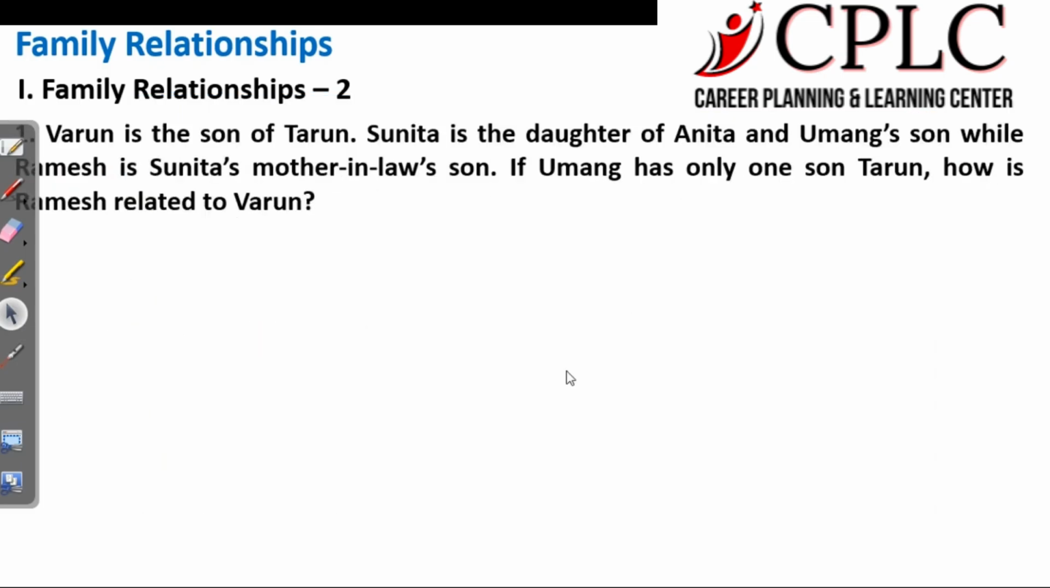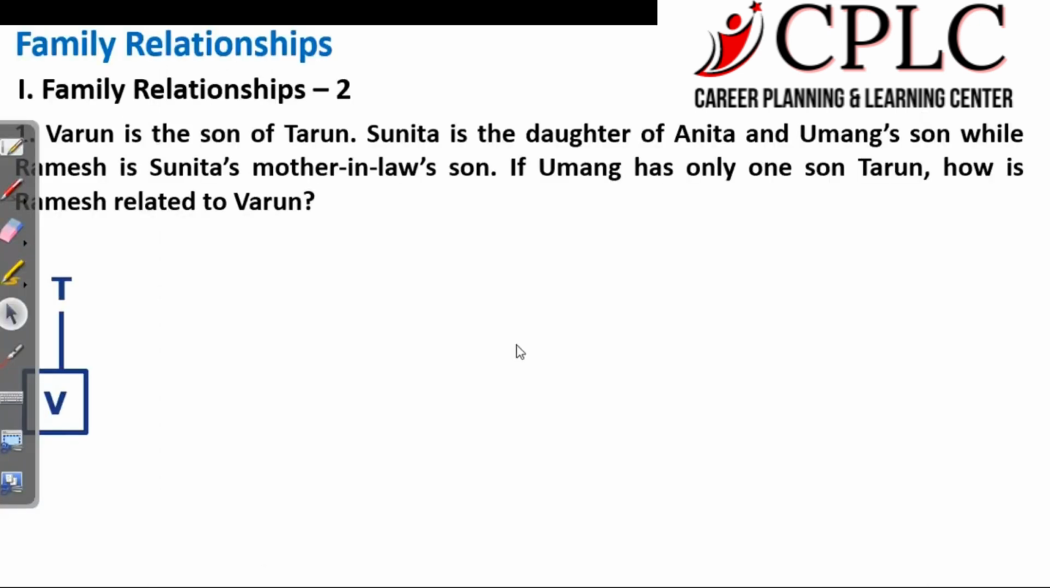Varun is the son of Tarun. So Varun is the son, so he is male. Something like this we can represent that part. And then Sunita is the daughter of Anita and Umang's son. So this tells us that Anita and Umang's son are married and they have a daughter, which is Sunita. So something like this.